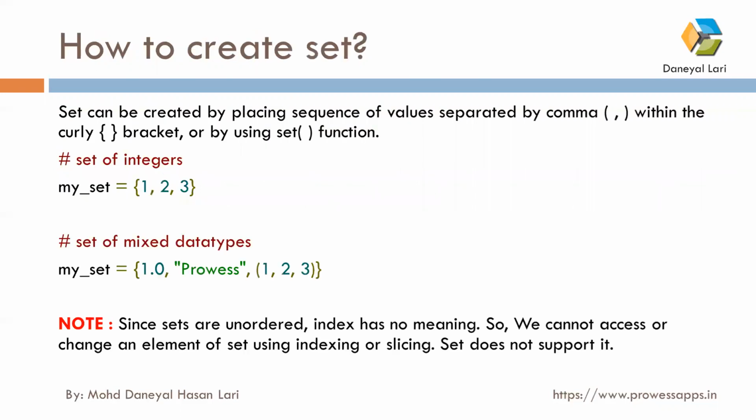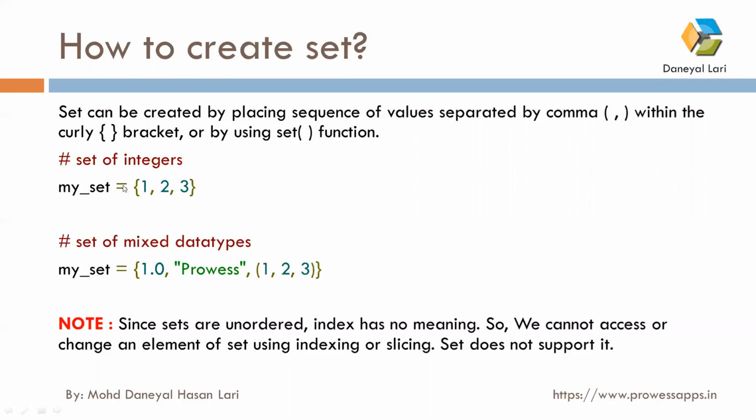How to create a set? Very simple. A set can be created by placing a sequence of values separated by commas within curly brackets. As we have learned, in a list we put the elements in square brackets, and in a set we put the elements in curly brackets separated by commas. Or if you want to create a set, you can use the set function. Look at the syntax by which you can create a set.